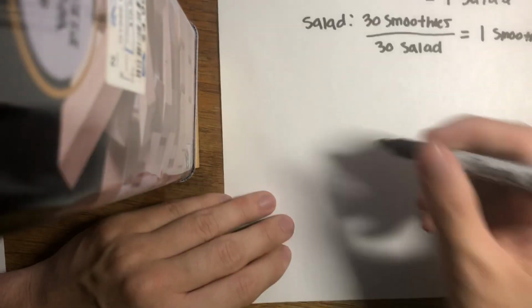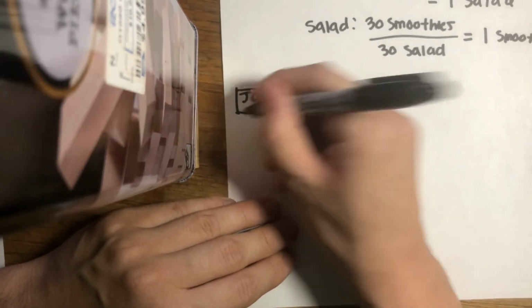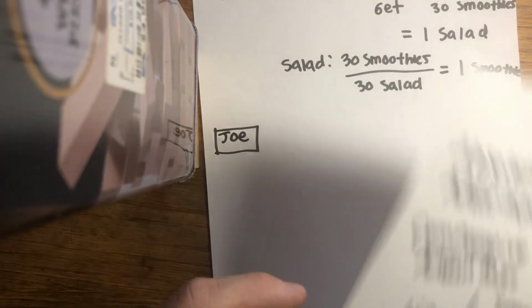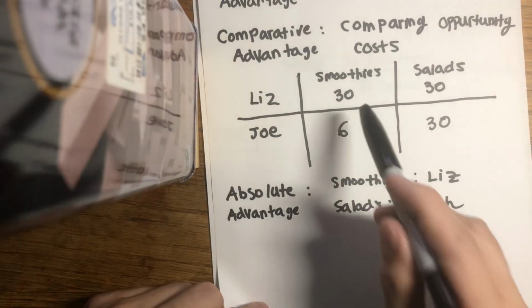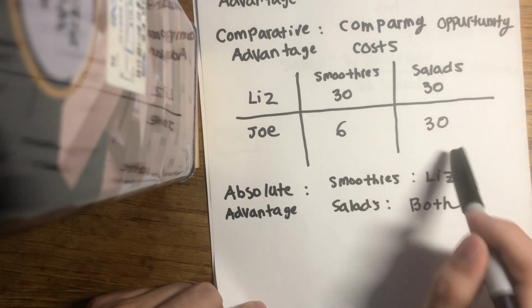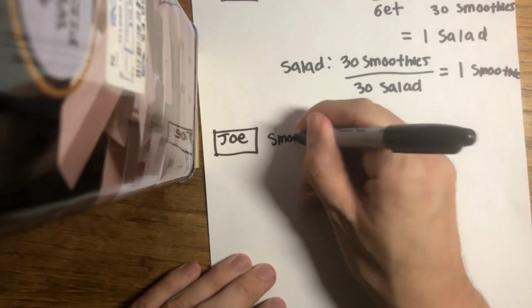Now, let's move on to Joe. In this circumstance, as we recall from the last picture, Liz was 30-30, and Joe's is 6 and 30. So he can make either 6 smoothies or 30 salads.